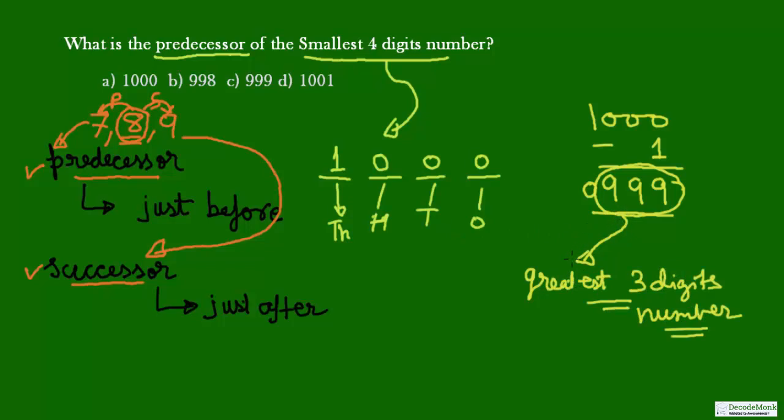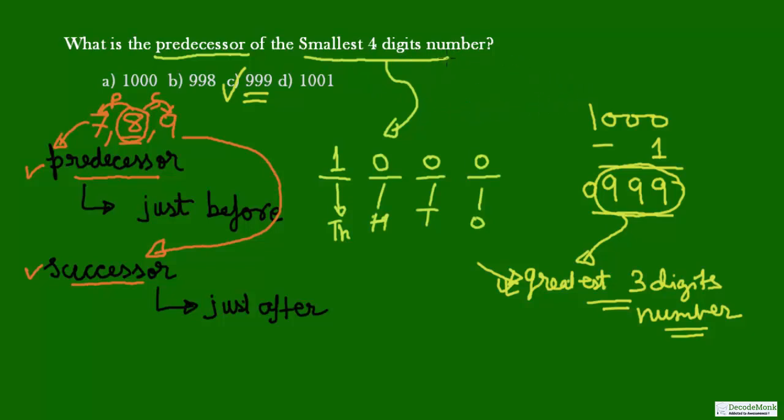Please look at this particular solution like this also. Predecessor of the smallest 4-digit number will be the greatest 3-digit number, because the options may be in any form, so you should be able to understand and answer, because the answer may contain an option like this also. Okay, so the answer will be 999.